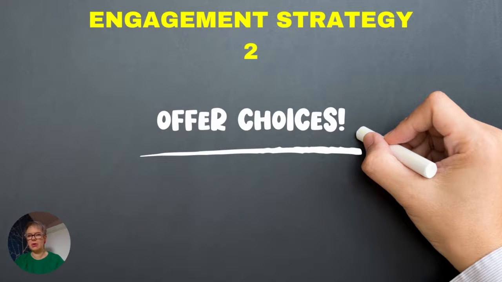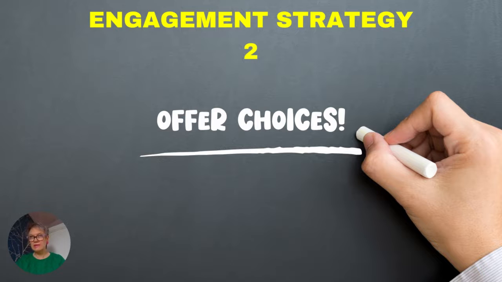Engagement strategy 2. Offer choices. Provide the child with options for how they can complete a task or activity. This can help them feel more in control and reduce anxiety. For example, would you like to use the blue or the red pencil? Or would you like to work on this task now or after lunch?